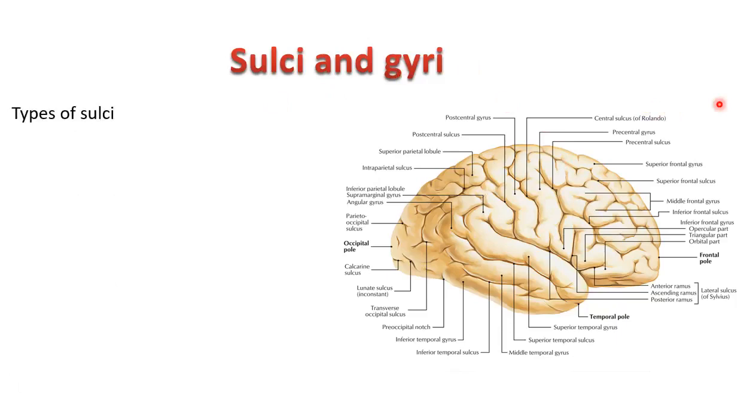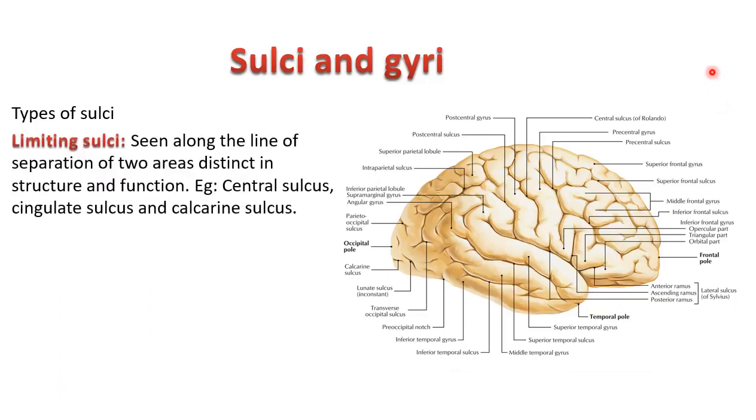Okay, so types of sulci. Going into the individual names, the classification of the sulci, the first type you come across is the limiting sulci. Here you are able to see the central sulcus as a limiting sulcus, because it forms a boundary. In front of it you can call the area the frontal lobe, and behind that is the parietal lobe. Not only that, even functionally, in front and behind, these areas are distinct in function. So that is why the central sulcus is an example of the limiting sulcus.